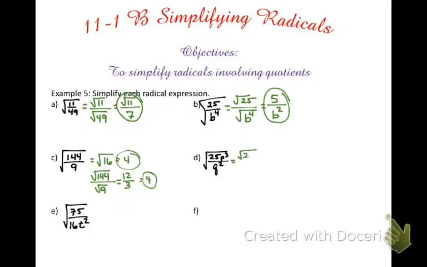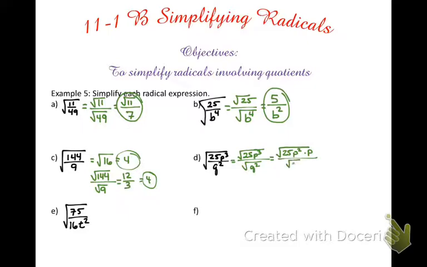Square root of 25p cubed over square root of q squared. Now, 25 is a perfect square and q squared is a perfect square, but p cubed isn't. So we have to break up 25p cubed. The perfect square of 25 is 25, and the perfect square of p cubed is p squared times p. I have to break up the p's.